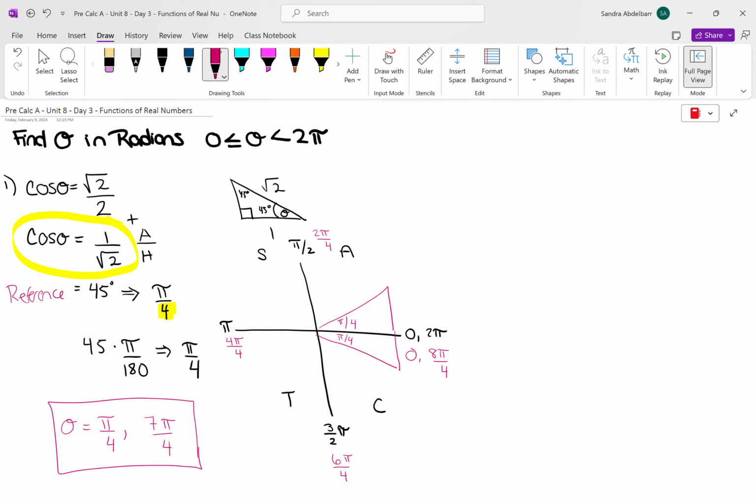Let me explain why they were part of the answers. The reason they're part of the answers, because right here, cosine was positive. So where is cosine positive? Cosine is positive in quadrant 1 and quadrant 4. So the reference angle in quadrant 1 is the reference angle. There was no subtracting or adding to it.